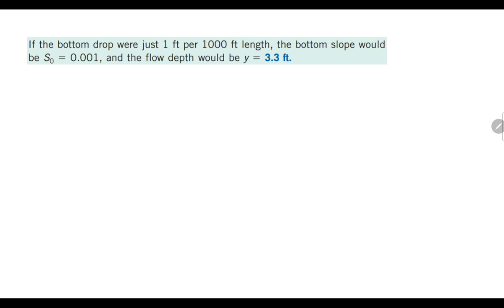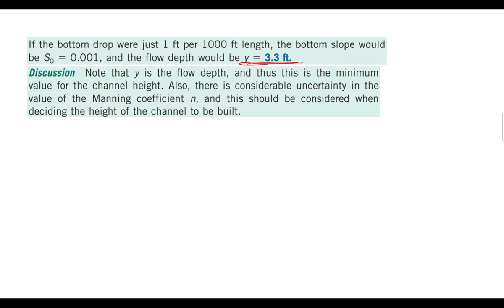Okay. If the bottom drop were just 1 foot per 1,000 feet, the flow depth would be 3.3 feet. So it is bigger because the velocity is slower. Okay. So note that y is the flow depth, and thus this is the minimum value for the channel height.